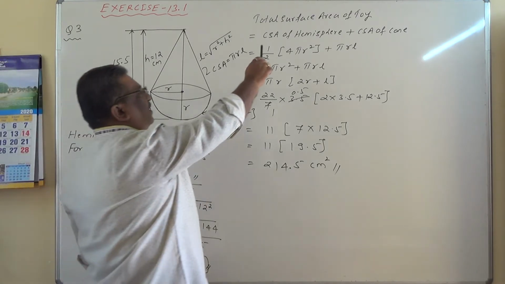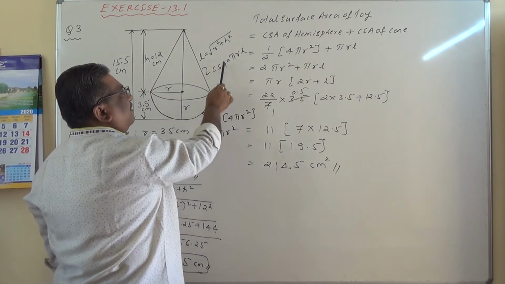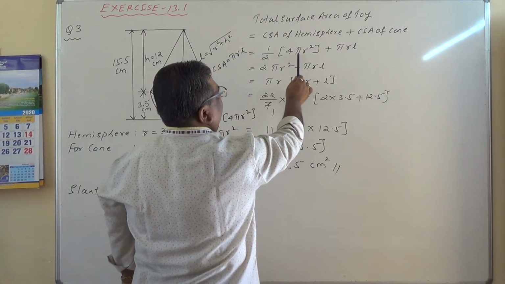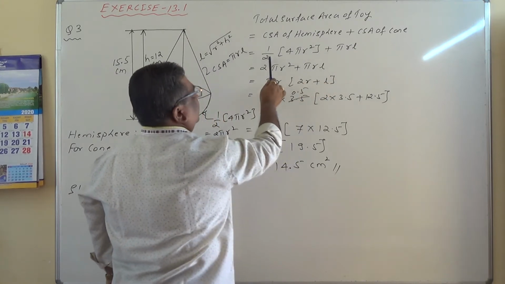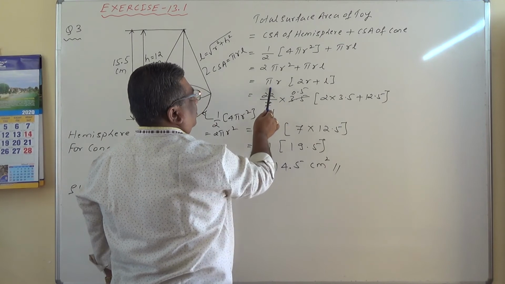Now the total surface area of the toy is the CSA of the hemisphere plus the CSA of the cone. So half into 4 pi r square plus pi r L. Simplify this: 2 pi r square plus pi r L. Pi r take out.